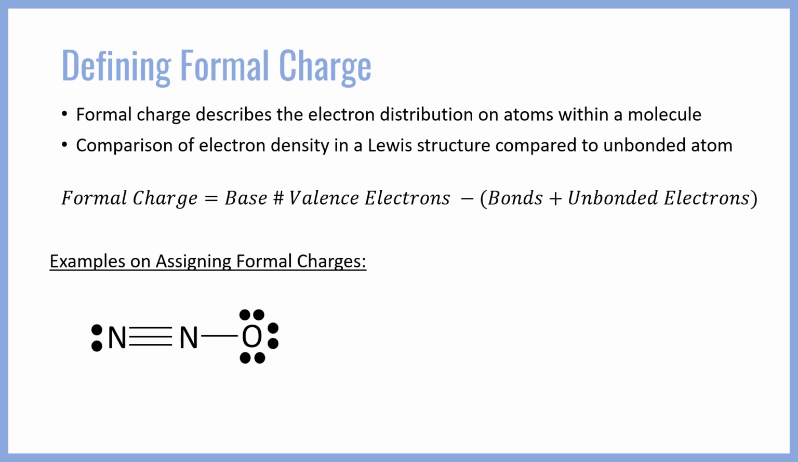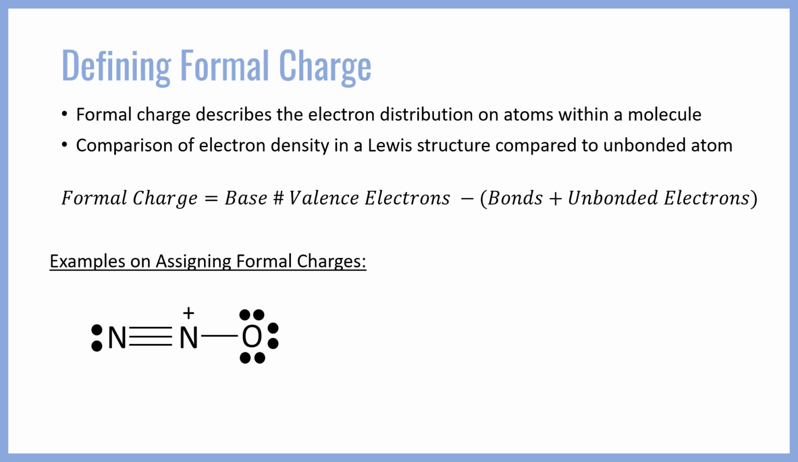Let's look at the molecule N2O and ascribe some formal charges to each of the atoms. If we start with the central atom, the nitrogen, we would see that it has a plus charge. Why is that the case? Well, nitrogen normally has 5 valence electrons. In this case, the central nitrogen has 4 bonds and 0 unpaired electrons. So that would be 5 base valence electrons minus 4 from the bonds to give us a +1 overall formal charge.